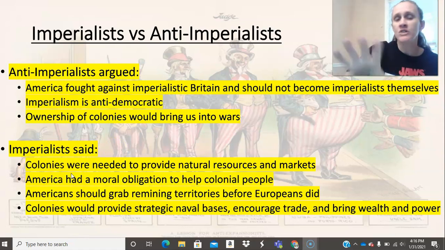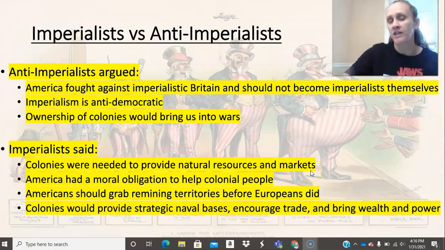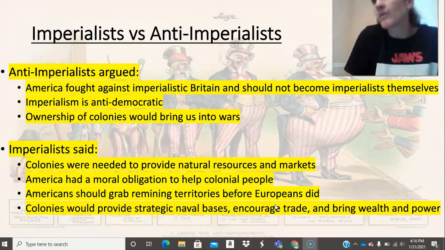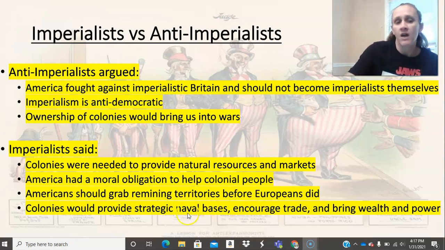But imperialists, those that are expansionists, who really want to expand our influence across the globe, say, you know what? Colonies were needed to provide natural resources and markets. We need new colonies. We need new places to get these raw materials. We have a moral obligation to help the colonial or native people. And this is where that idea of white man's burden is going to come in, that it's our responsibility and our obligation to help those people. That Americans should grab the remaining territories before the Europeans do. Let's beat them to the punch. And then these colonies are going to provide strategic naval bases, locations, encourage trade, and bring us wealth and power.